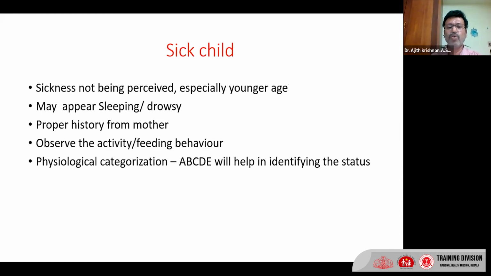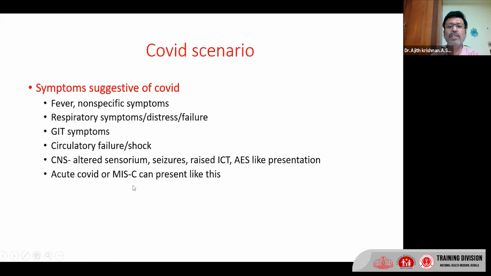categorization. So as you all know, the physiological categorization, the A, B, C, D, E, will help in identifying whether the child is sick or not. In the COVID scenario, you all may be familiar with the symptoms suggestive of COVID. So they may come with fever and non-specific symptoms, respiratory symptoms, distress, failure, or GIT symptoms. They may come with GIT symptoms like diarrhea, vomiting, abdominal pain, and circulatory failure, shock.